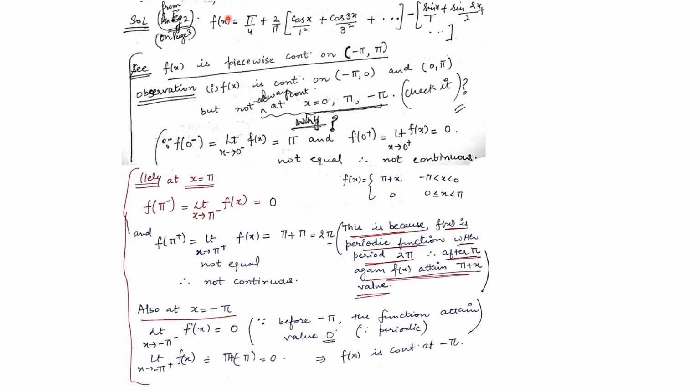Next we have to show that the series 1 plus 1 over 3 square plus 1 over 5 square and so on is pi square by 8. Now just see, our function is piecewise continuous on the interval minus pi to pi. It is continuous on minus pi to 0, where its value is pi plus x, and from 0 to pi its value is 0. So our function is piecewise continuous. A break exists at 0.